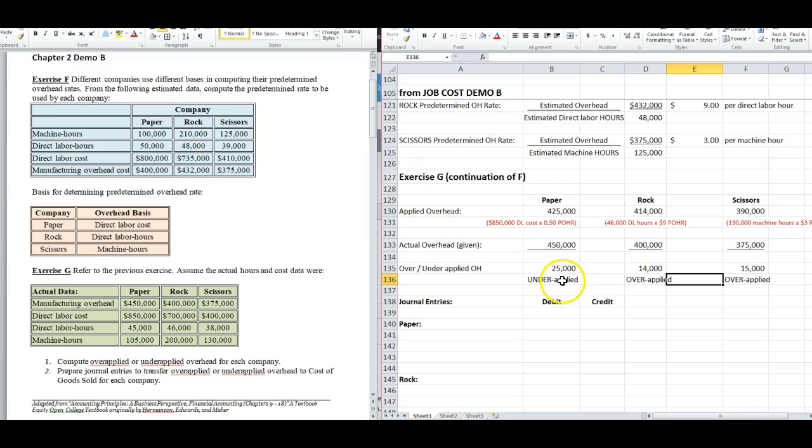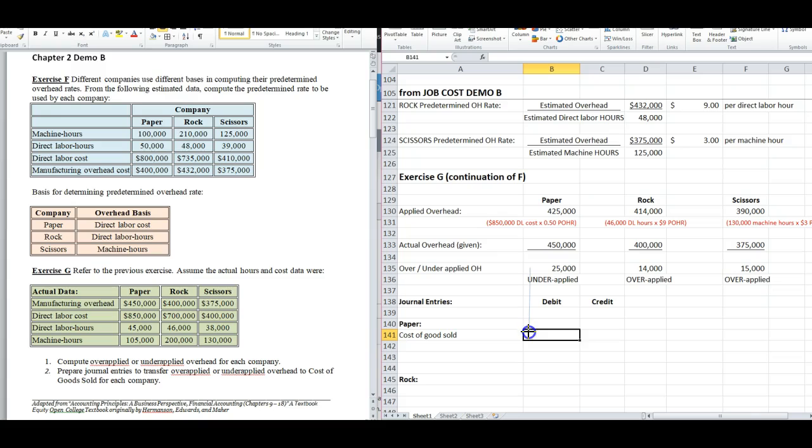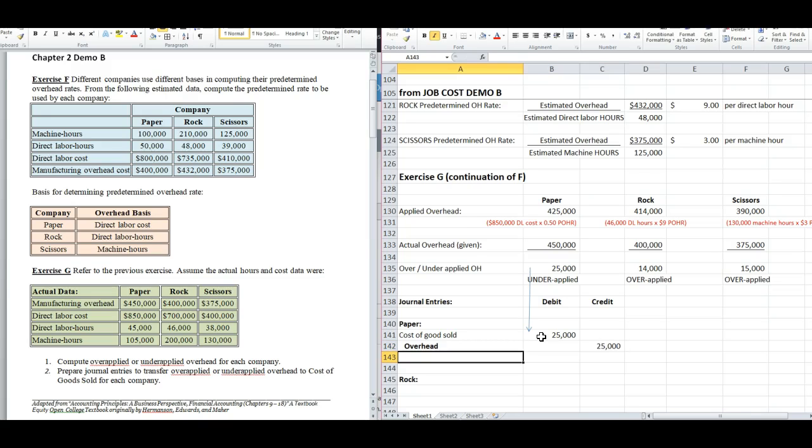For paper, you can see it's under applied. Under applied means we did not charge enough to the jobs. So that means we need to add more costs. So we're going to debit cost of goods sold, and this will be for that $25,000. We're going to record it to cost of goods sold because we want to increase the cost, and we're going to credit overhead because we want to remove it from overhead. Again, you could use overhead, manufacturing overhead, or factory overhead. Any of those is perfectly fine.